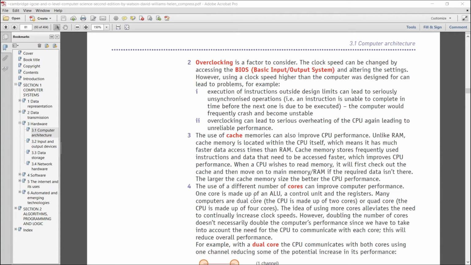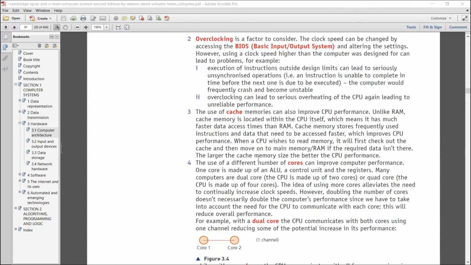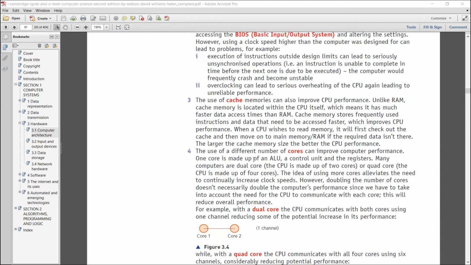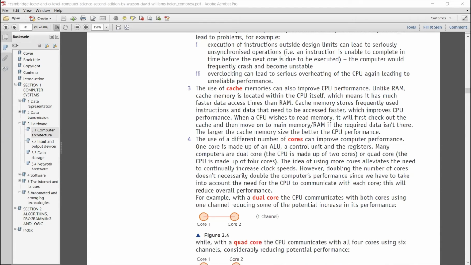You more frequently store data is stored in cache. So if you have more cache, if you're able to utilize the cache properly, then definitely that results in improving the system performance. Then the fourth point is the use of more cores, and then it will be dual core or can be quad core.